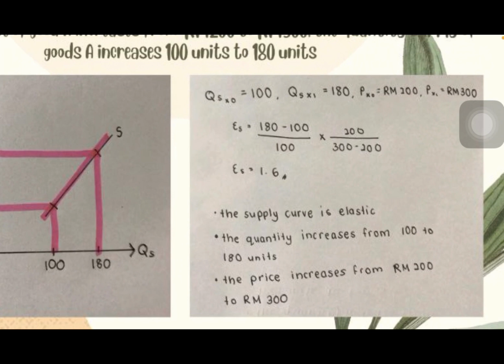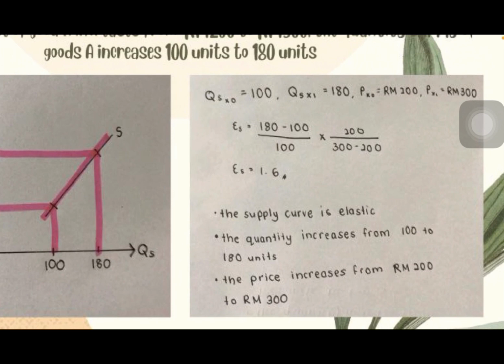For quantity supplied 0 equals 100, quantity supplied 1 equals 180, price 0 equals RM200, price 1 equals RM300. 180 minus 100, divided by 100, times 200 divided by 300 minus 200. So we will get 1.6. The supply curve is elastic because elasticity is more than 1.